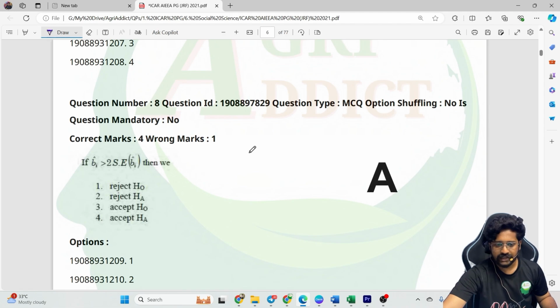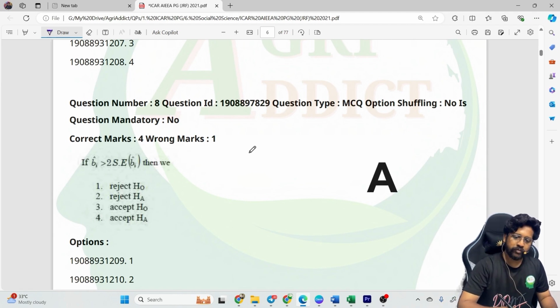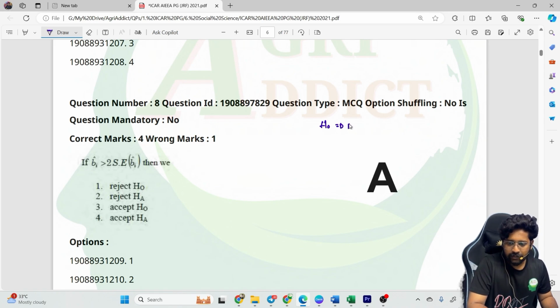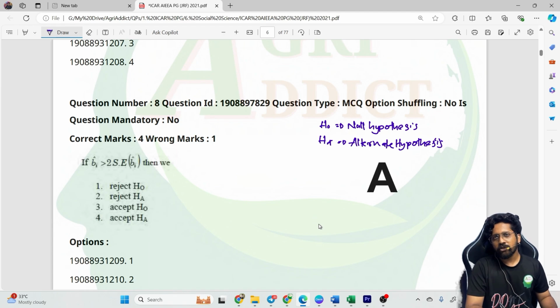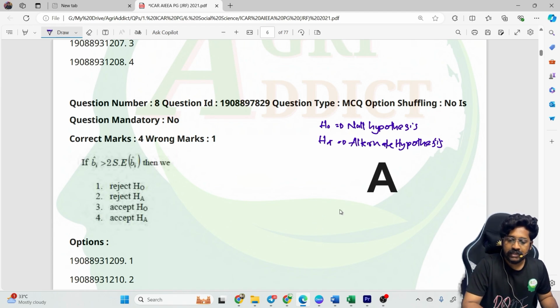Yes, the next question is from statistics. The question goes like this: if beta hat value is greater than 2 standard error of beta hat value, then what should we do? Here the options are whether we have to reject or accept the null hypothesis or the alternate hypothesis. H0 is nothing but the null hypothesis. HA is nothing but the alternative hypothesis.